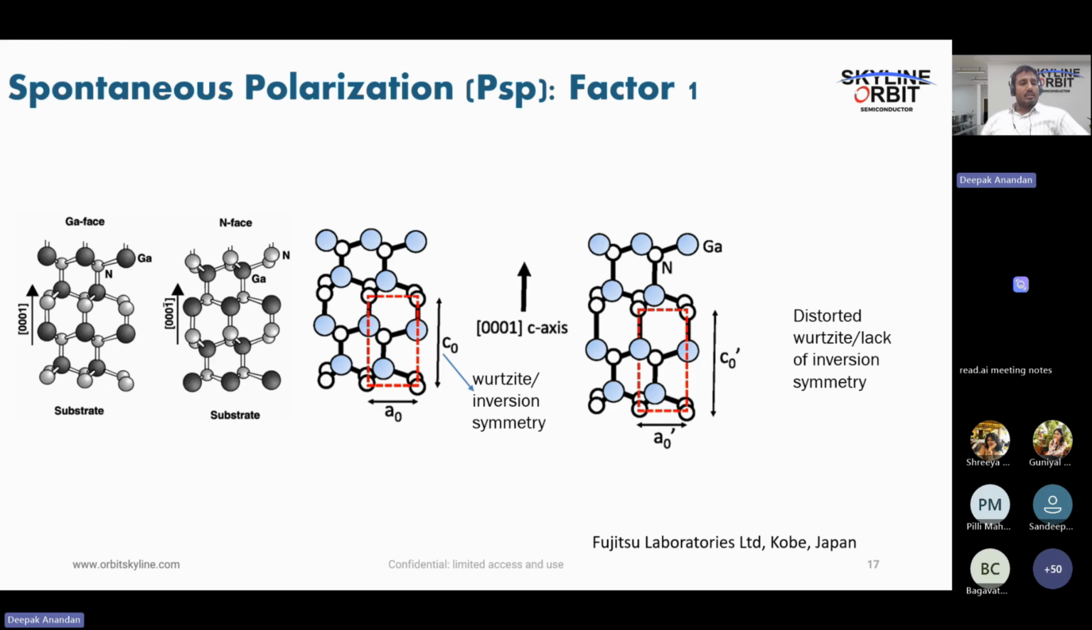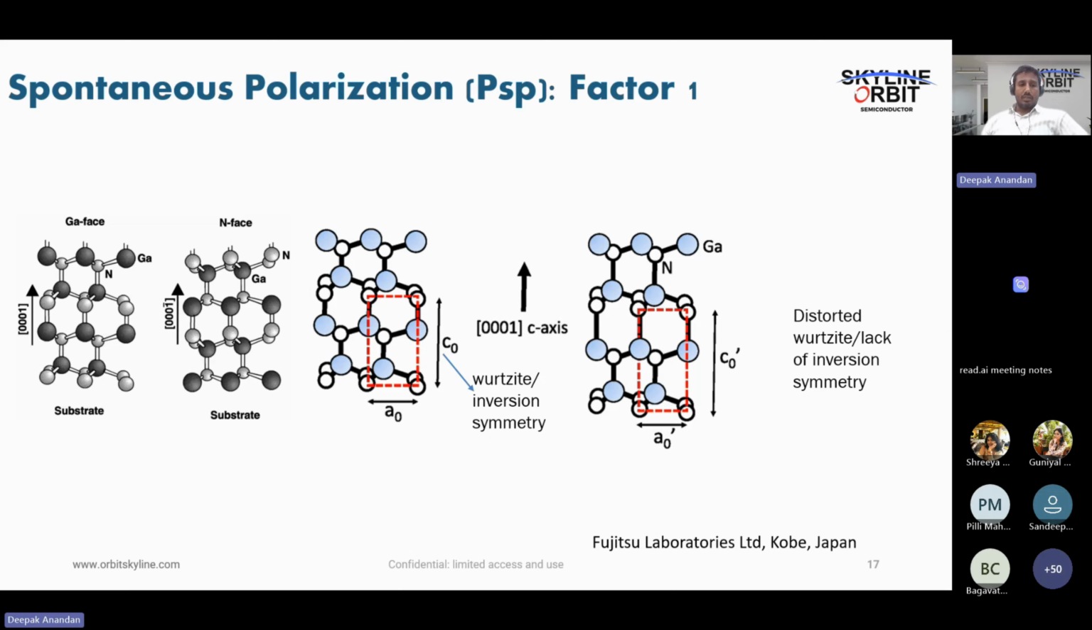Let's say this is the substrate. Based on the nucleation layer, the gallium nitride either ends up with a nitride phase or a gallium phase. The industry has mostly adopted the gallium phase rather than the nitride phase because the growth is quite difficult for the N phase. Also, the growth window is very narrow. So let's look into the gallium phase.